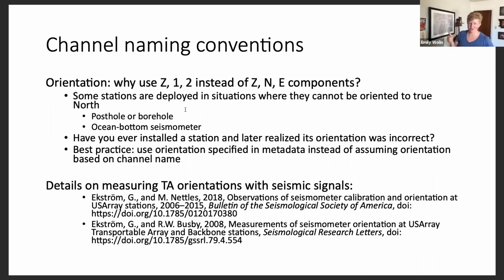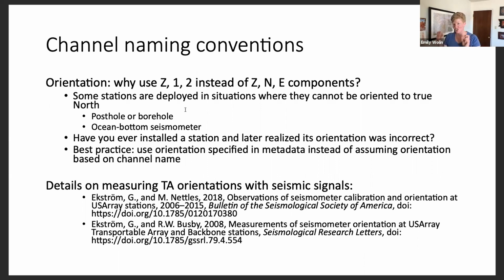Another reason you might want to use Z, 1, and 2 instead of Z, north, and east is that sometimes seismometers are installed, despite your best efforts, with an incorrect orientation. During my PhD, I installed a seismometer using a magnetic compass. Our seismometer had a nice little north line on the handle, and I aligned this thing beautifully, like these two lines were perfectly parallel. But we discovered after processing the initial round of data that I had installed the seismometer pointed south instead of north. And fortunately, it was easy to fix.